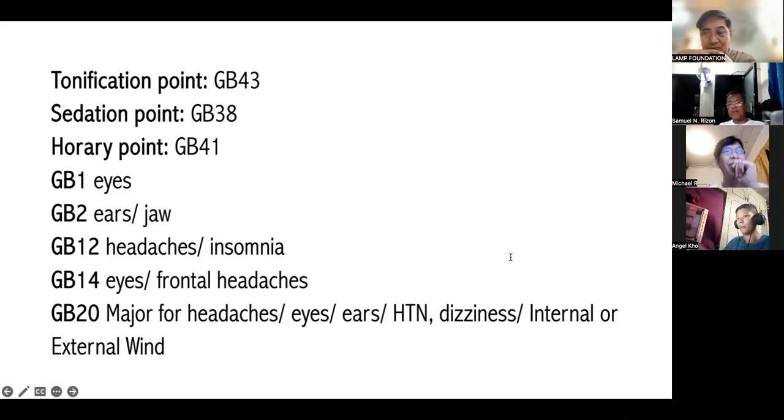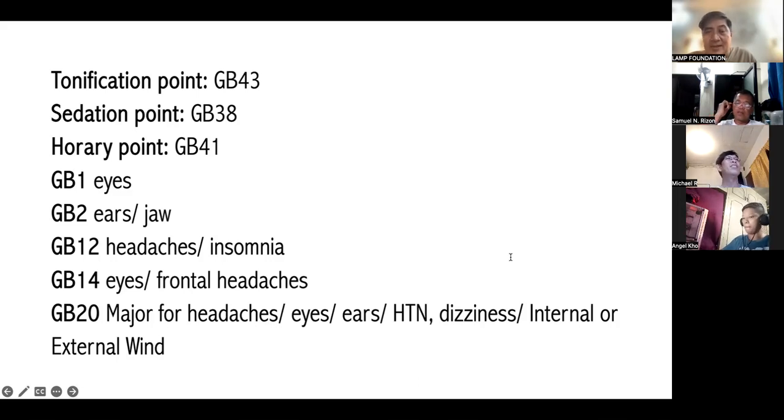Yung SI kanina, nabanggit din kanina. You have to remember it. It's just like 3 minutes ago. Sanjiao 21, SI19, and GB2. Okay. GB12 is for headaches and insomnia.